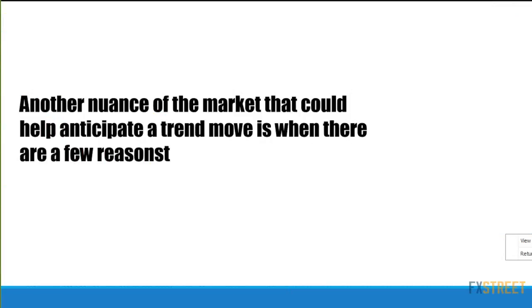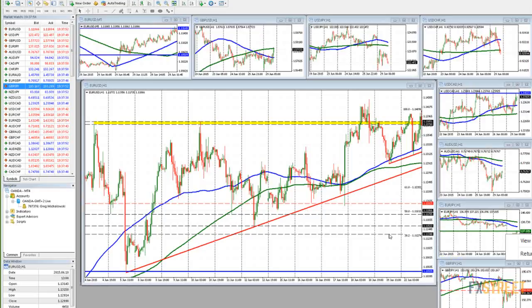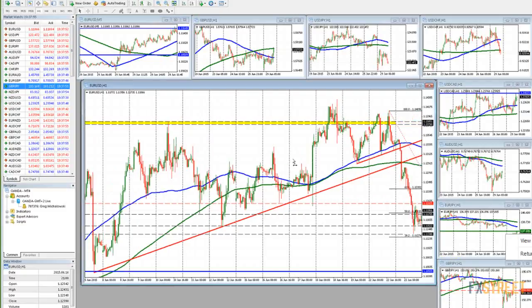Another nuance of the market that could help anticipate a trend is when there are a few reasons to trade. And so I was going to go to some live charts here, if I could.